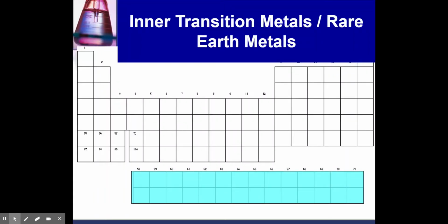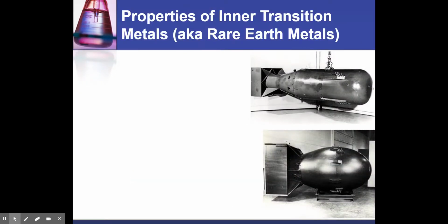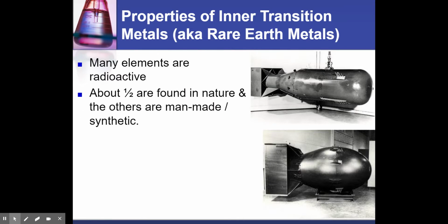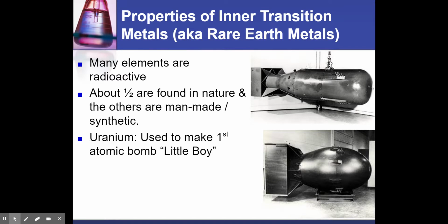Our next group are the inner transition metals, which are also sometimes called rare earth metals. They're not all necessarily super rare, but they call them the rare earth metals. Big thing here is that many of these rare earth metals or elements are really radioactive. So about half of them are found in nature and the other half are man-made or synthetic.